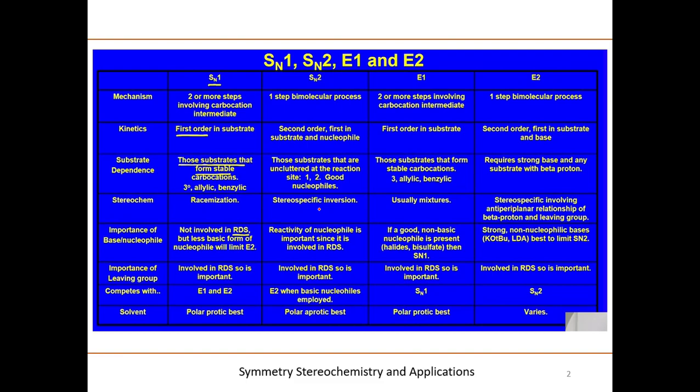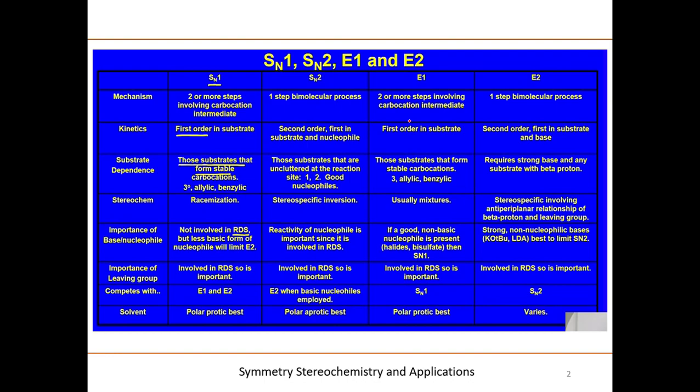In this reaction the reactivity of the nucleophile is very important, since the rate determining step involves the concentration of nucleophile. Whereas in the case of SN1 it was not that important, because the reaction rate depended only on the concentration of alkyl halide. That's why in the SN1 reaction nucleophilicity did not matter that much. But in the SN2 reaction, the reactivity of the nucleophile is very important, because it is involved in the rate of reaction. The leaving group is also involved in the RDS, so it is also important, and it competes with E2 elimination when a basic nucleophile is employed. And the SN2 reaction is more favorable in polar aprotic solvents.